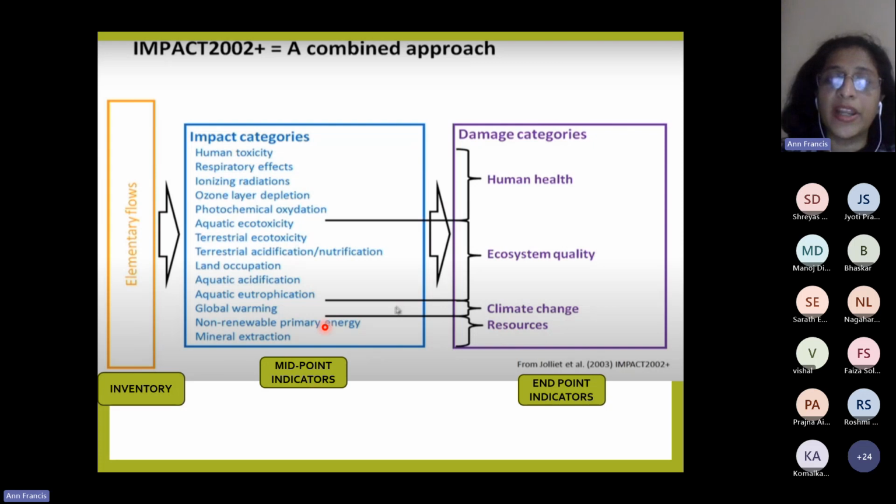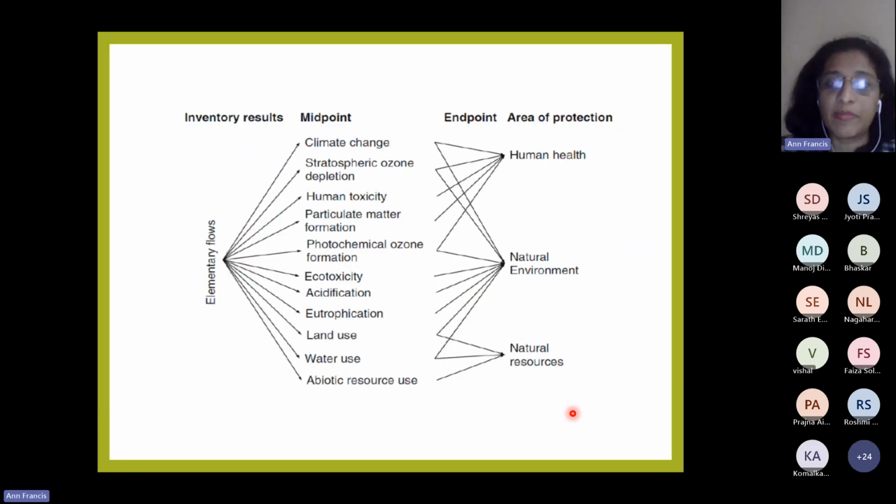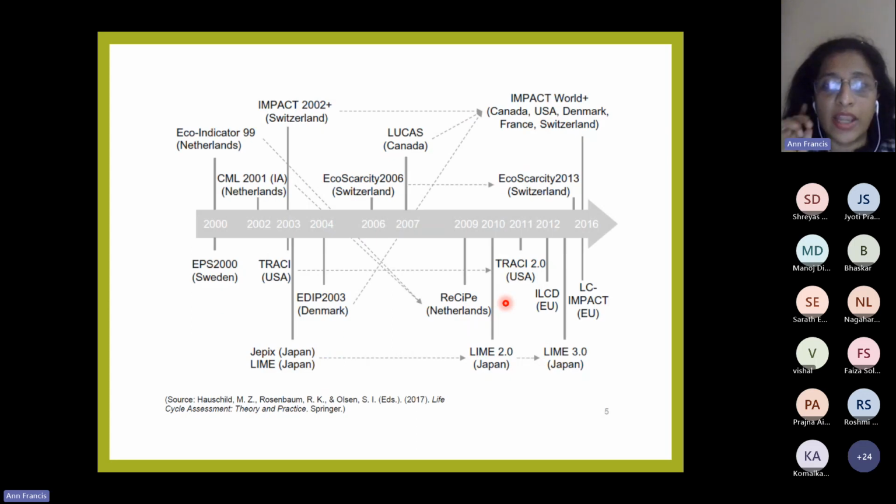There we have midpoint indicators, which give more details. We can have endpoint indicators. So there are methods like ReCiPe, there is IMPACT 2002+. There are different methods that are prescribed by software or by the literature, which help you do this. As I mentioned, these are ways by which different impact categories are clubbed into 3 or 4 endpoint indicators.